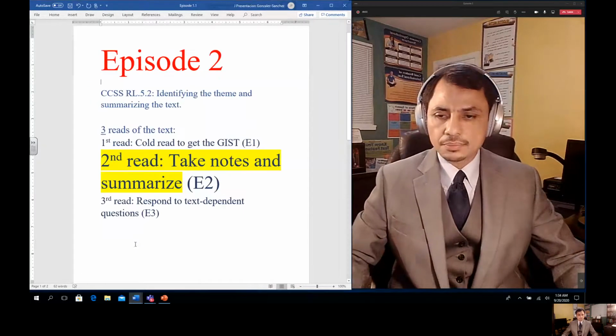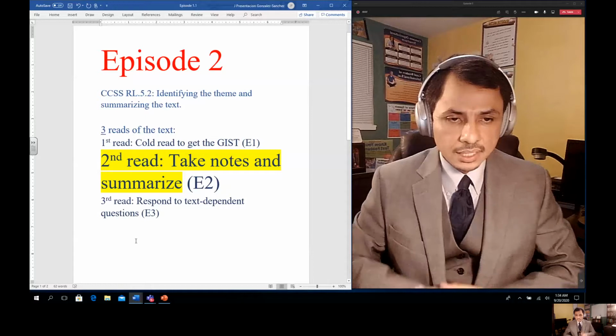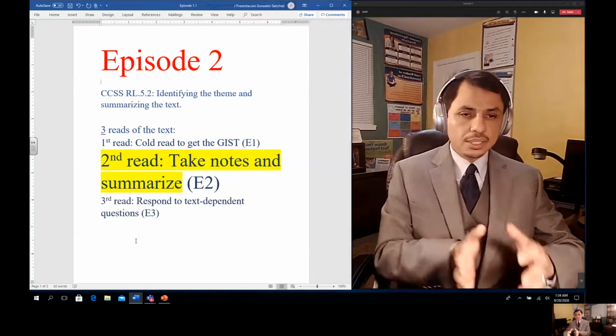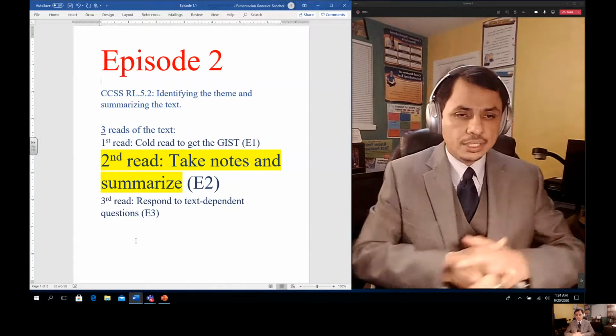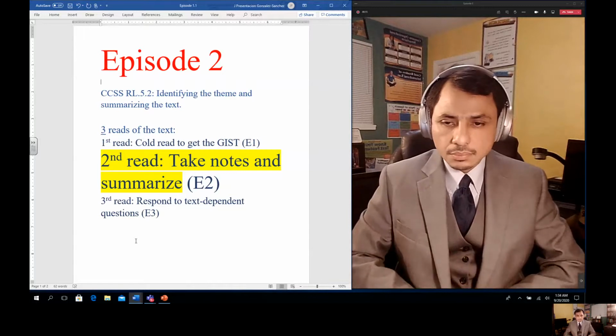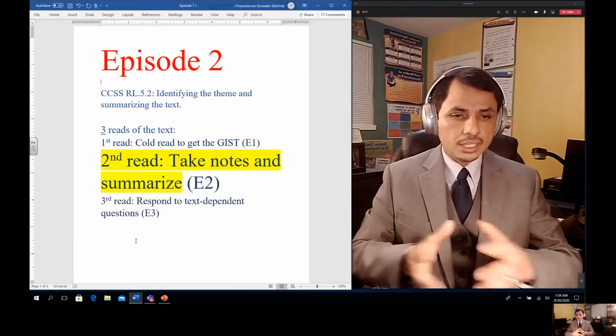In episode 2, we will be continuing the process of analyzing the text. And now we will be completing a second read. And during the second read, we will take notes. And at the end of the note-taking process, we will construct a summary.